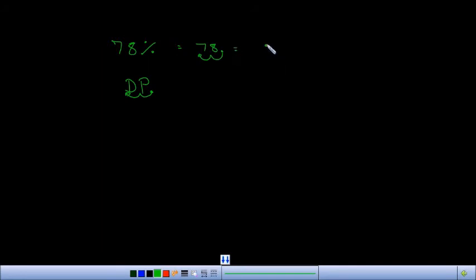So I end up with 0.78, and you can put a 0 in front of it if you like to. Again, that 0.78 is read correctly as 78 hundredths. It's all about place value.